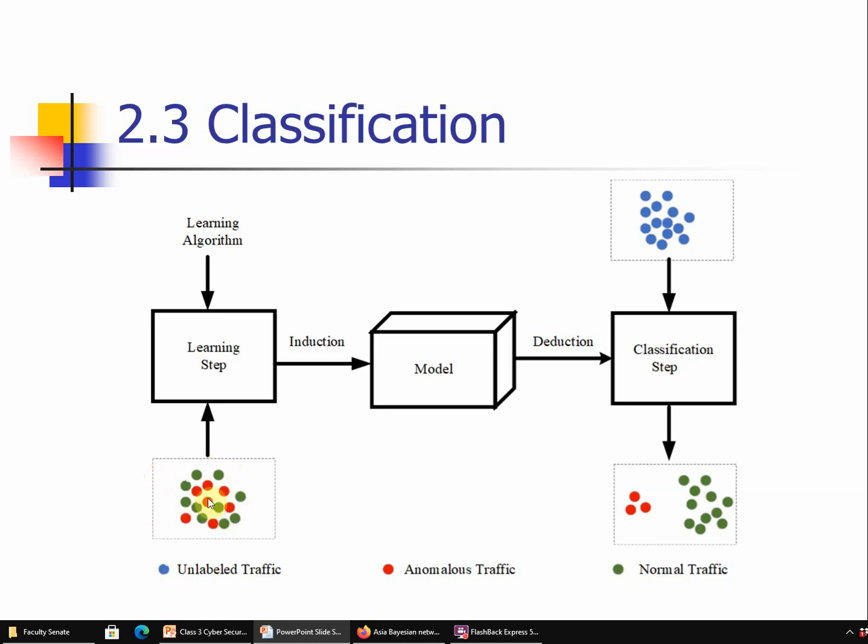In this case, the red dots indicate the anomalous or attack traffic, and the green ones indicate the normal traffic. In the training step, we train a model based on the chosen algorithm as well as the training data set. And then we use that model to do the classification step. At this time, we have some testing data set that is fed into the model, and we try to make predictions out of it. So this is the general structure of the classification approaches.